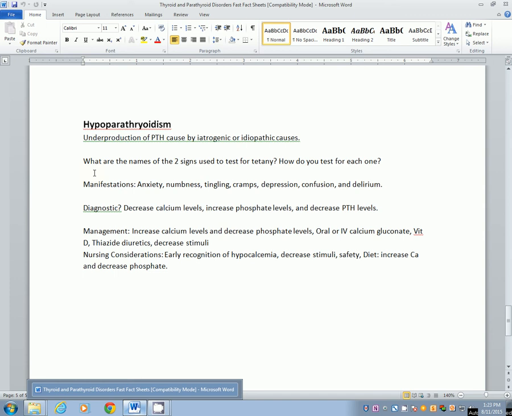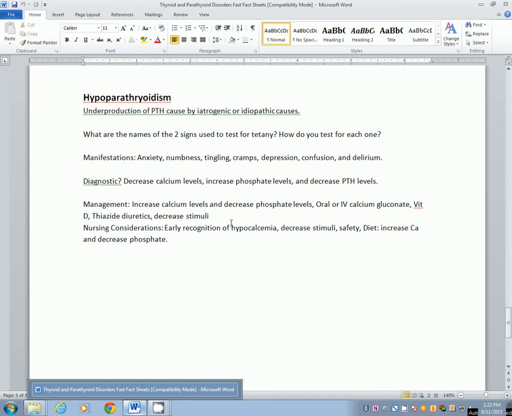Chvostek sign is when you have a facial muscle spasm that you can attempt to elicit by lightly tapping on the patient's facial nerve adjacent to the ear. So you will tap on the facial nerve adjacent to the ear, and you will have a facial spasm that will occur, and that's considered positive for tetany, those 2 signs. Trousseau sign and Chvostek sign.